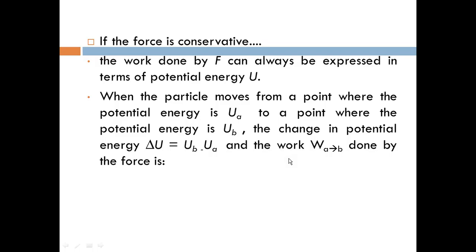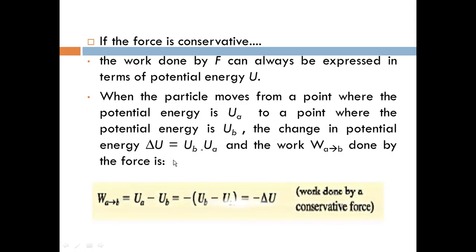The work done by moving the object from A to B is given by negative delta U, which is negative (U sub B minus U sub A). If you distribute the negative sign inside the parentheses, we will have U sub A minus U sub B.